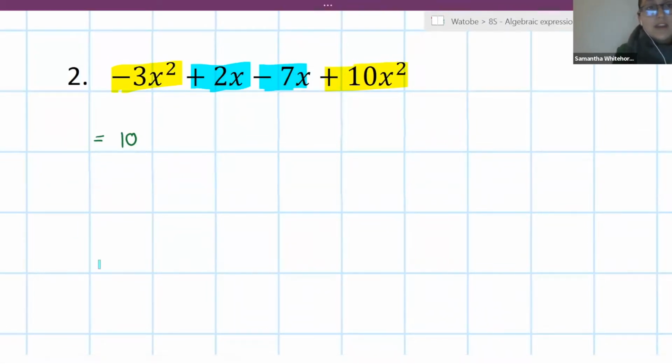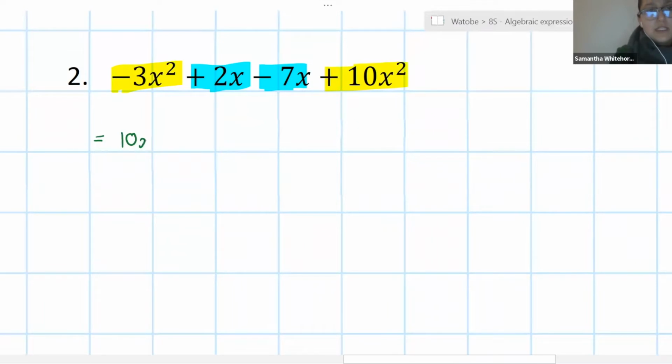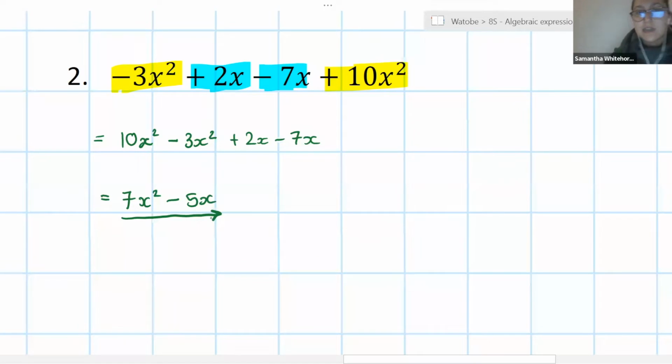So if we want to group them together, we'll have the 10x squared minus 3x squared as one group of terms. And then we've got the plus 2x minus 7x. So those are the terms I want to be adding and subtracting. So 10x squared minus 3x squared gives me a positive 7x squared. And then 2x minus 7x is negative 5x. So just make sure we're adding and subtracting the like terms, okay?